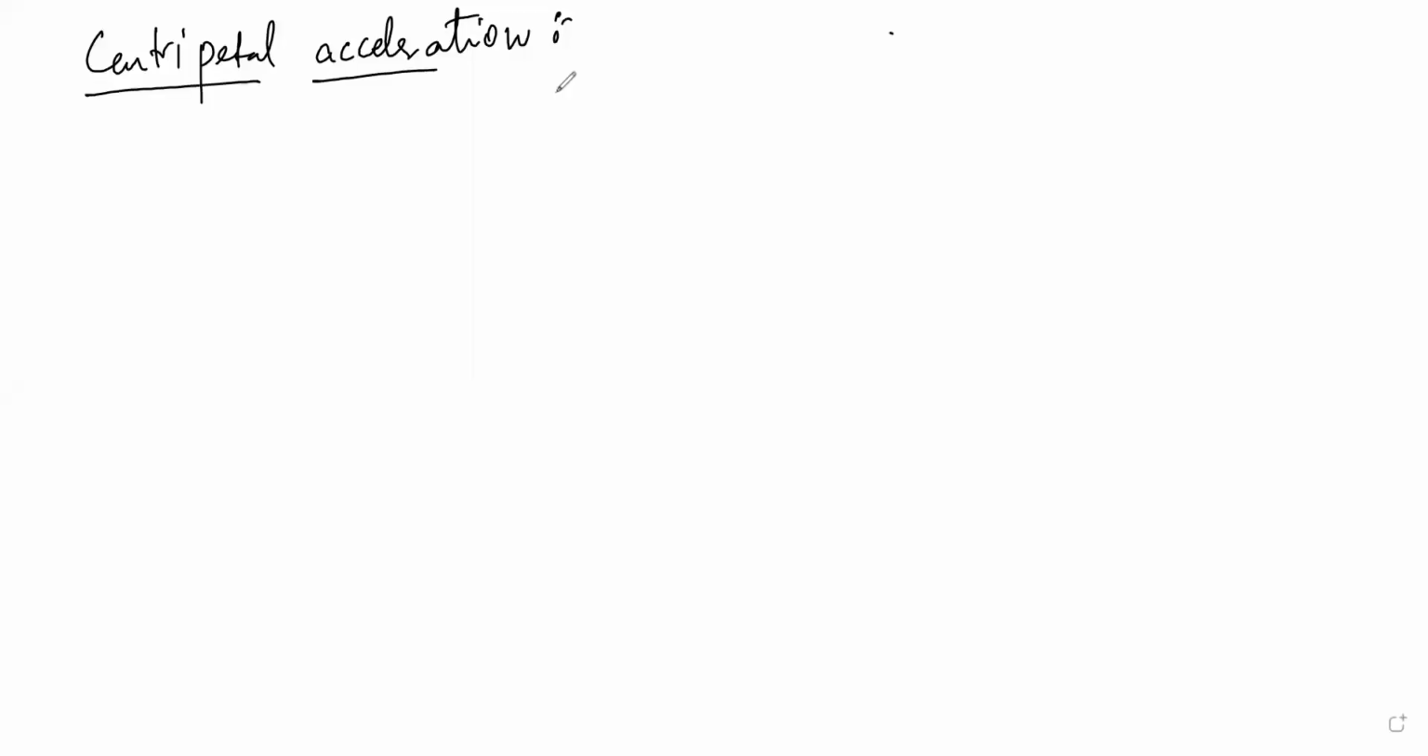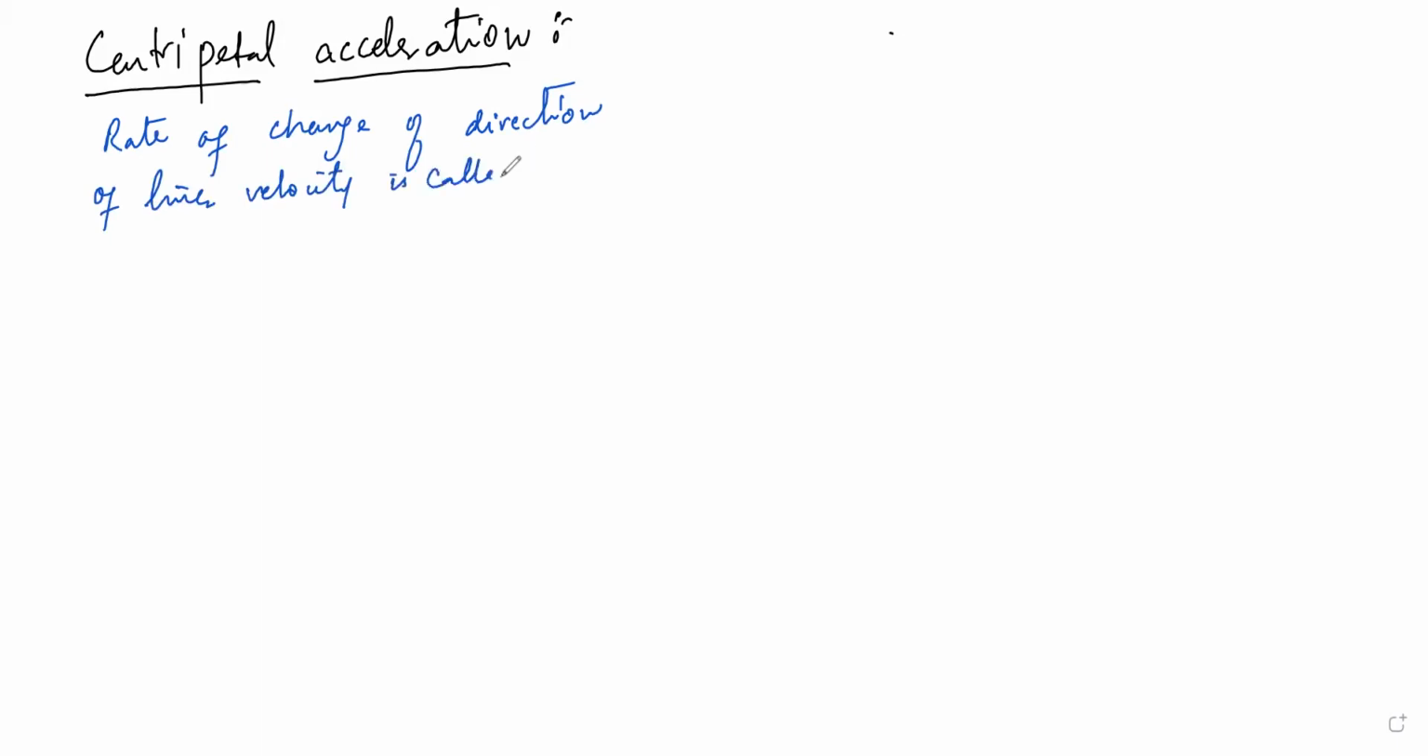Centripetal acceleration. What is centripetal acceleration? Rate of change of direction of linear velocity, or just linear velocity, is called centripetal acceleration. So acceleration is delta V upon T.